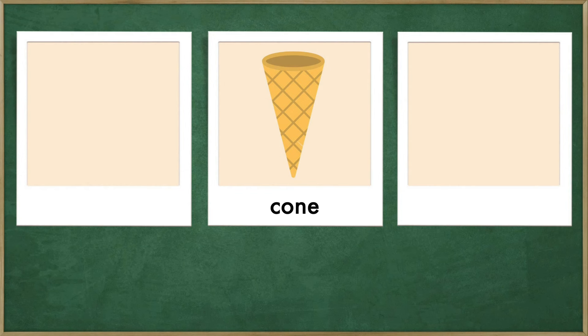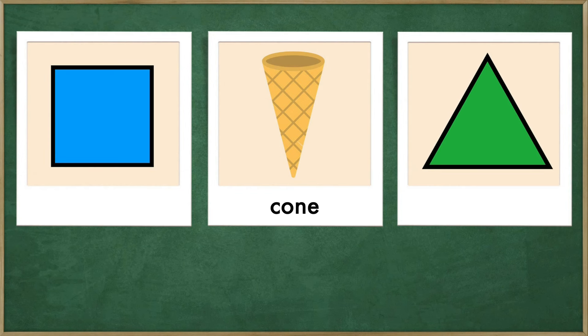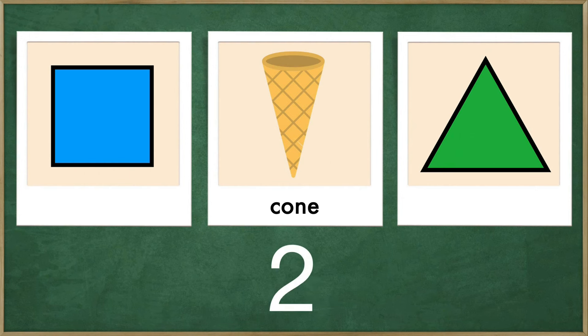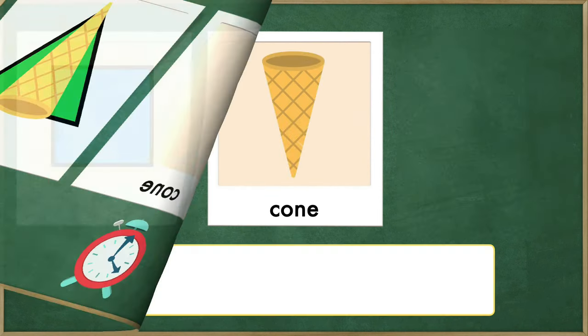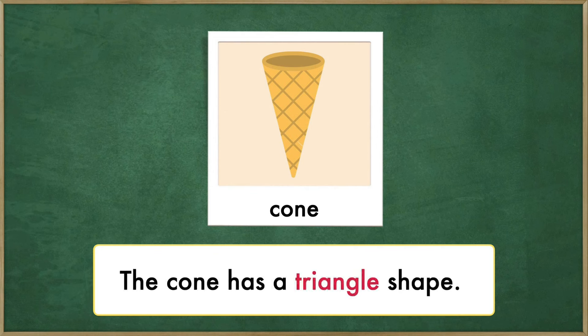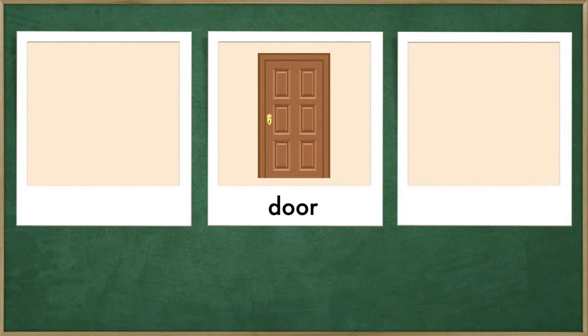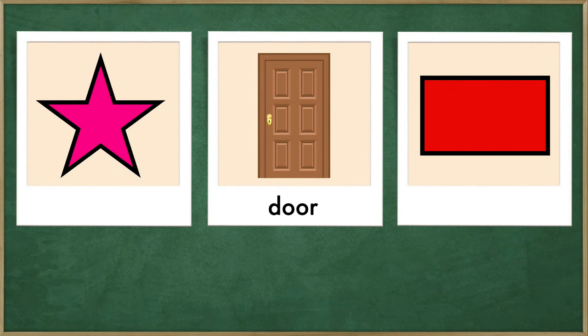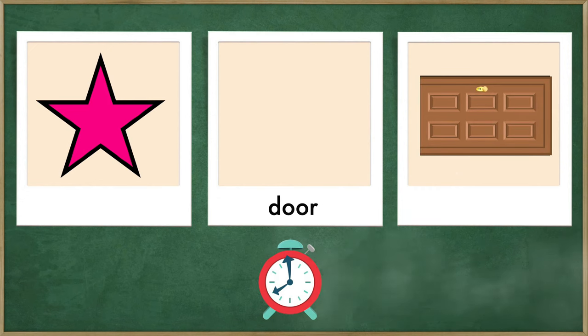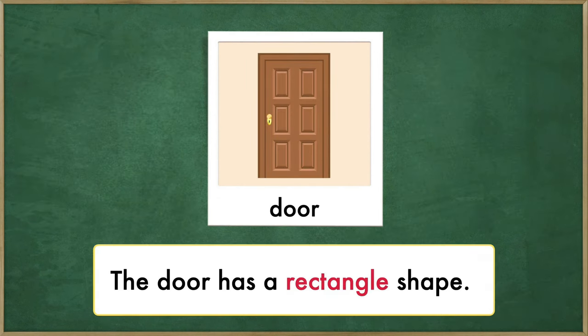Cone. What shape is the cone? Is it square or triangle? Go. The cone has a triangle shape. Door. What shape is the door? Is it star or rectangle? Go. The right answer is rectangle. The door has a rectangle shape.